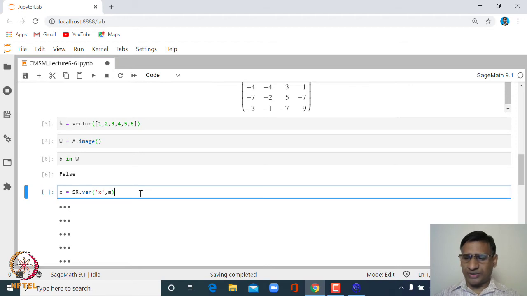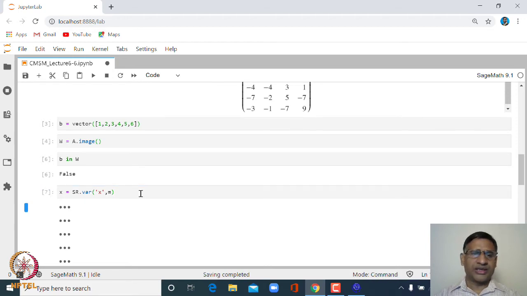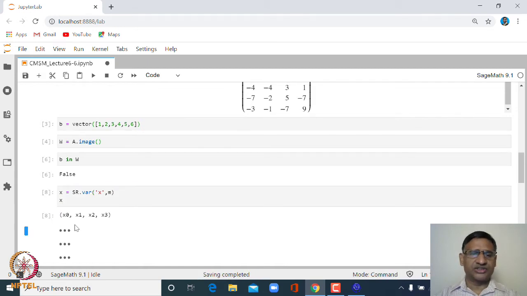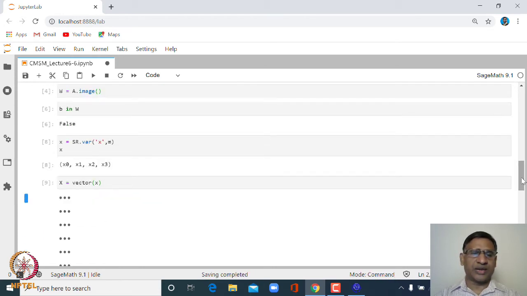Now let us define x as the variable x0, x1, x2, x3. So you can check what this x is here. Since m is 4, this is x0, x1, x2, x3. We have seen this earlier. Now let us define capital X as the vector small x, so capital X is going to be the column vector x0, x1, x2, x3.